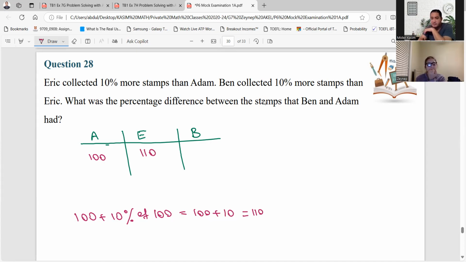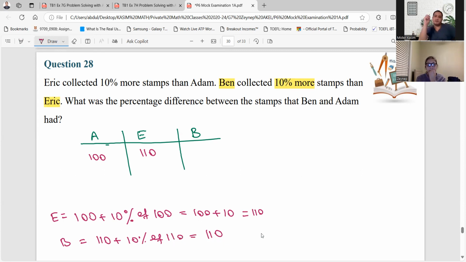Now, can you read the second sentence? What was the percentage difference between the stamps that Ben and Adam had? The second one is saying that Ben also collected 10% more stamps than Eric. Okay, this one is Eric. And now, how about Ben? Ben collected 10% more than Eric. Eric has 110 stamps, and he collected 10% more than this, right? More means more of Eric. So here we have 110.